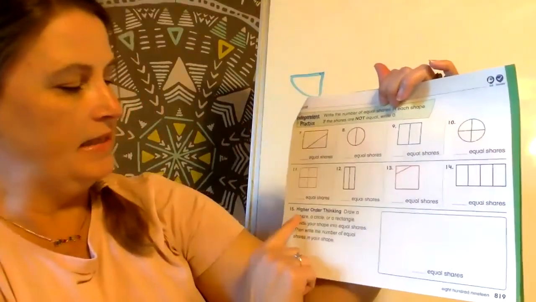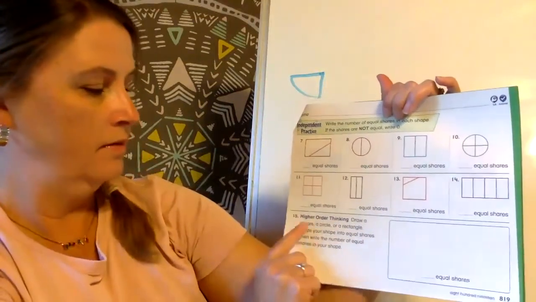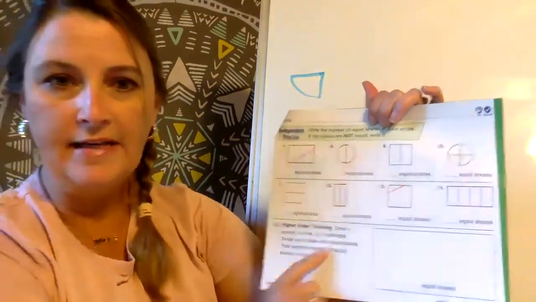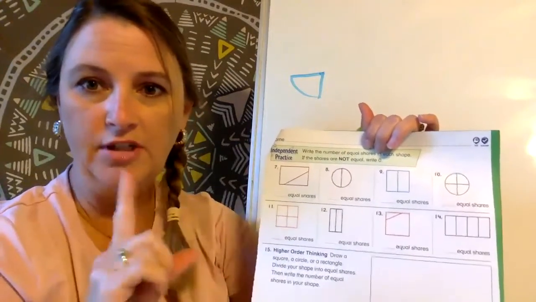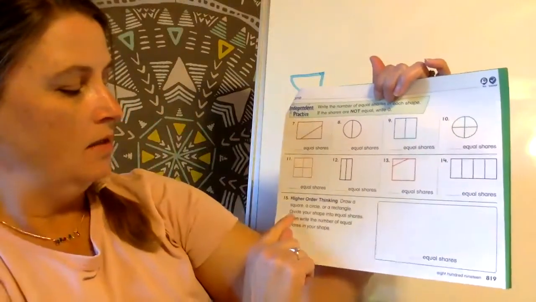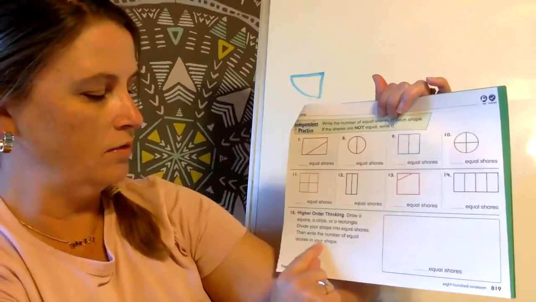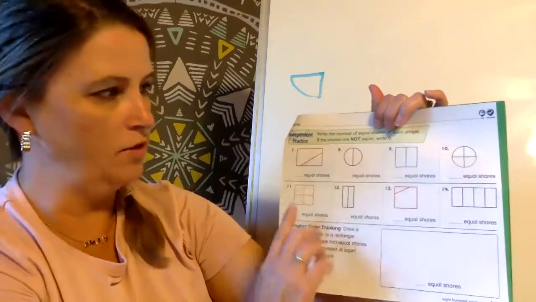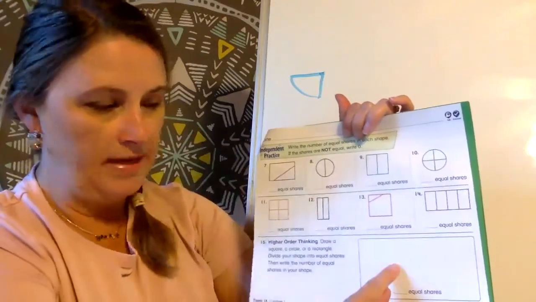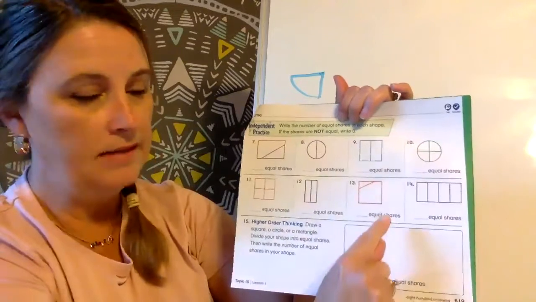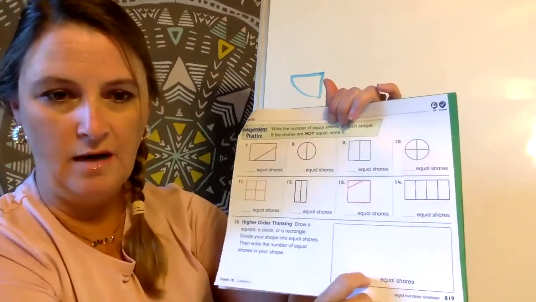On number 15, it says higher order thinking. It says to draw a square, a circle, or a rectangle. So you're going to do either a square or a circle or a rectangle. You don't have to do all 3, just pick one, okay? Divide your shape into equal shares. Then write the number of equal shares in your shape. Okay, so you're going to pick a shape, square, circle, or rectangle, draw it in this box, then draw lines to make it have equal shares, and then write how many equal shares you made on the line here, okay?